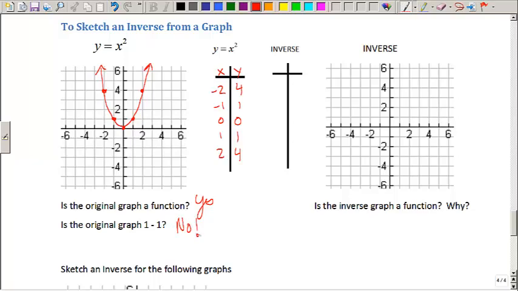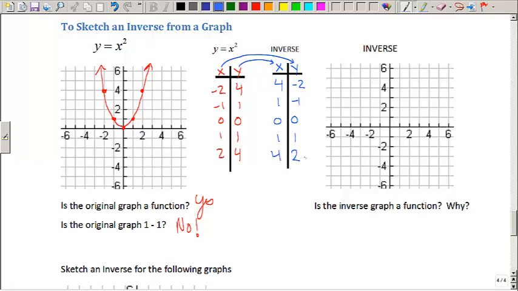Well, no, it's not. What if I was trying to graph its inverse? The definition of an inverse says that the x values, or the domain, become the y values, or the range, in the inverse. The y values in the range become the x values in the domain of the inverse. So instead of the point -2, 4, I'm getting 4, -2, and 1, -1, all the way down.